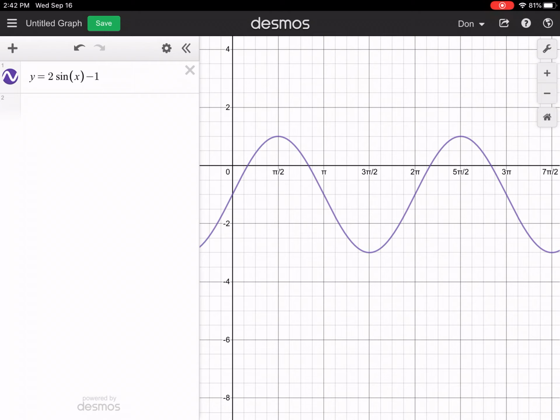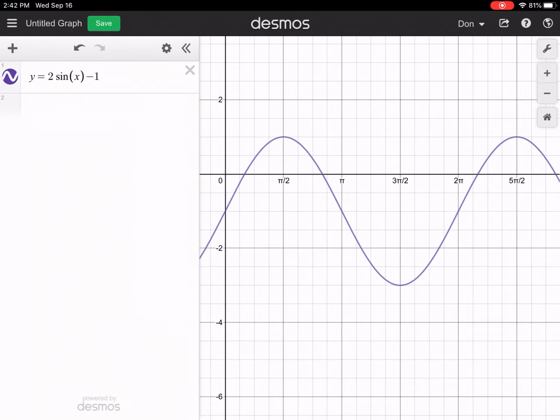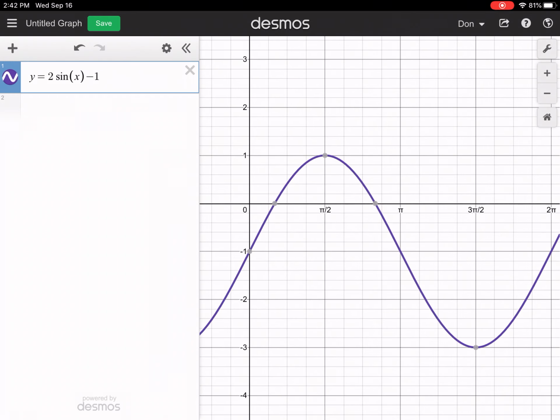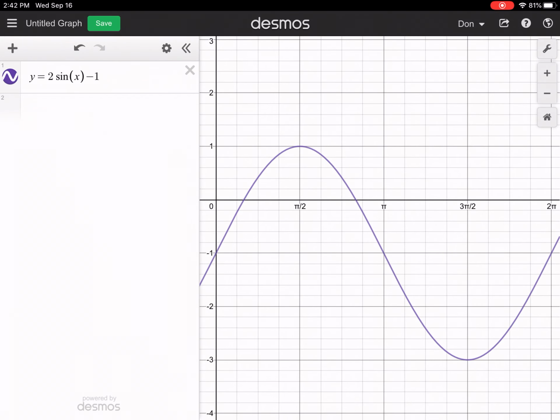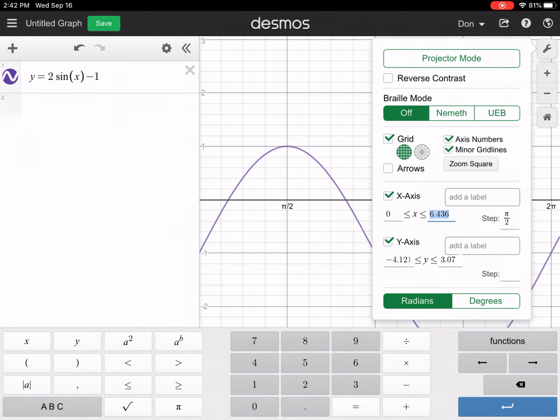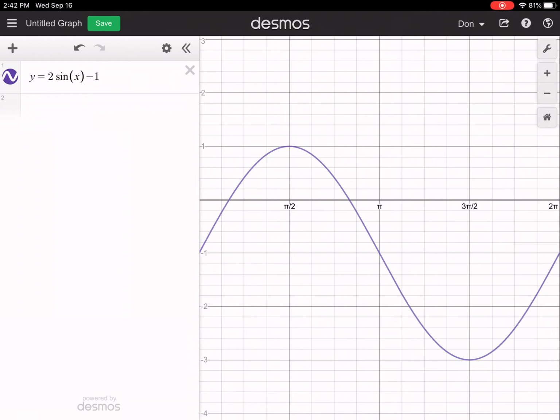So I also want to go from 0 to 2 pi. Again, I can just do it myself where I find where 2 pi is, or I could go into the settings and tell it in here to go from 0 to 2 pi as far as what I want revealed to me. So again, you've got options.